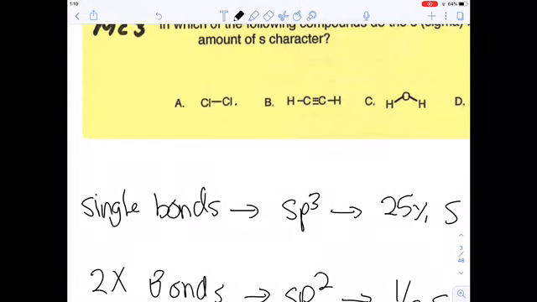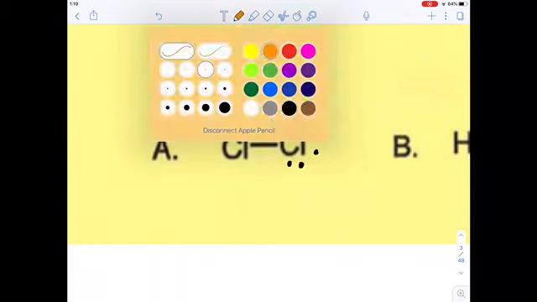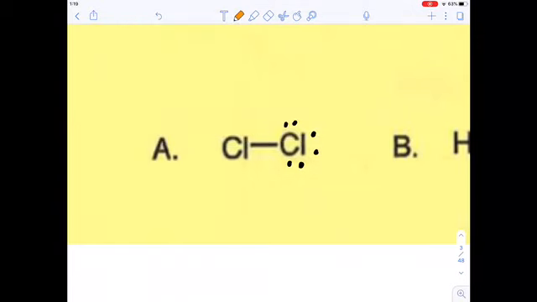So when you're thinking about a double bond, it has 1 sigma bond and the additional bond is a pi bond. When you're thinking about a triple bond, it has 1 sigma bond and 2 additional pi bonds on top of it. So keep that in mind when you're thinking about hybridization in general. So we'll go through and do Cl2. Cl is going to have 3 lone pairs and 1 sigma bond.